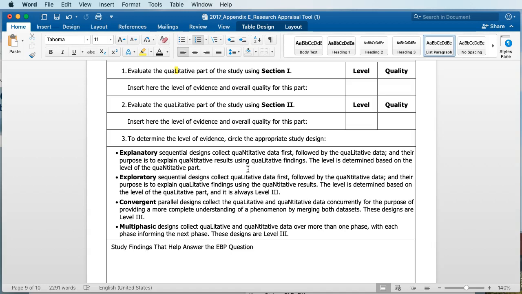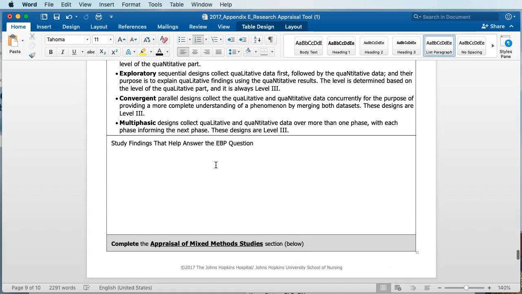Exploratory: they collect qualitative first, followed by quantitative, and so this is always level 3. Convergent: they're getting the data concurrently, both the qualitative and quantitative. That's a level 3. And multiphasic, where they collect the data over more than one phase, is also level 3. So it's just the explanatory ones, where maybe I could have done a randomized controlled study of some intervention and then gone back to follow up and get some more information. And then the level would be determined by the quantitative part.